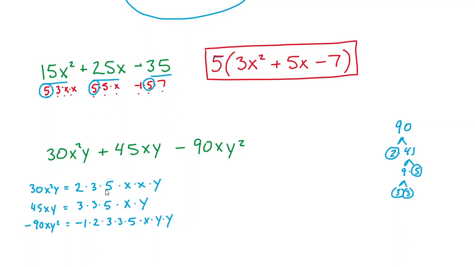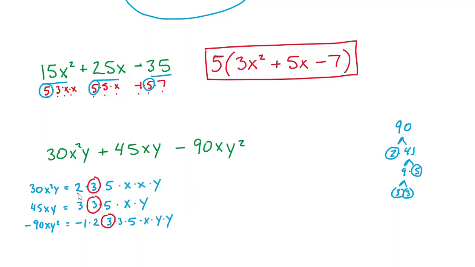And then you can compare all the prime factors for each term of our polynomial together. So 30x squared y, 45xy, negative 90xy squared. I have all their prime factors listed, and then I could notice, oh look, the first one has a 3, the second one has a 3, and the third one has a 3. They all have a 3 in common.